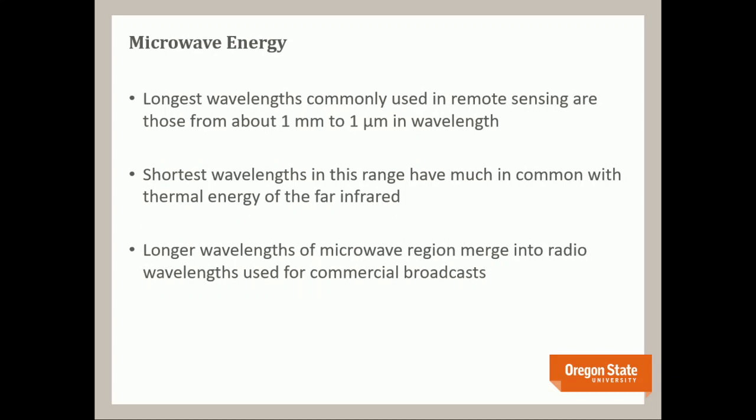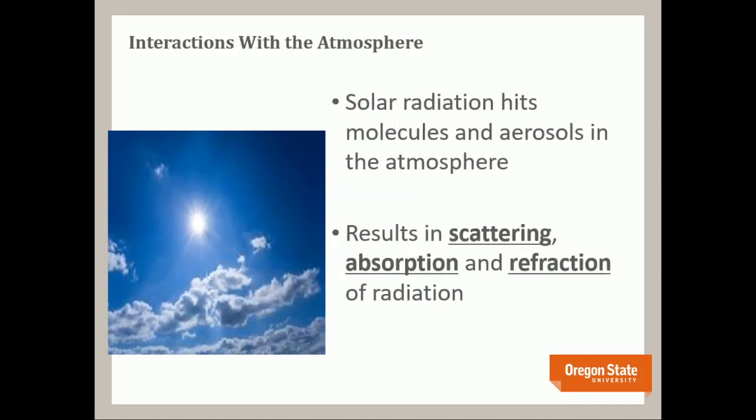Microwave energy. The longest wavelengths commonly used in remote sensing are those from about 1 millimeter to 1 meter in wavelength. The shortest wavelengths in this range have much in common with the thermal energy of the far infrared. Longer wavelengths of the microwave region merge into radio wavelengths used for commercial broadcast.